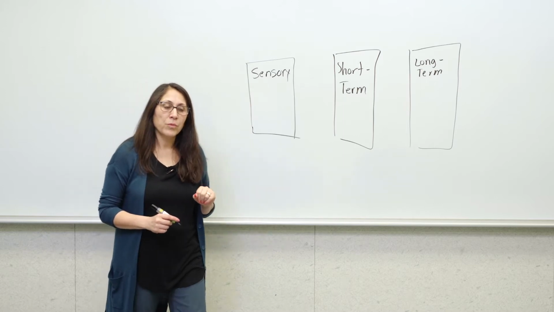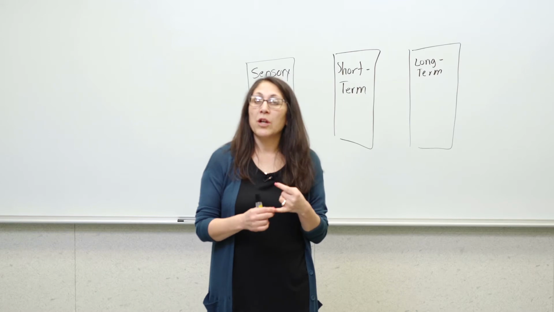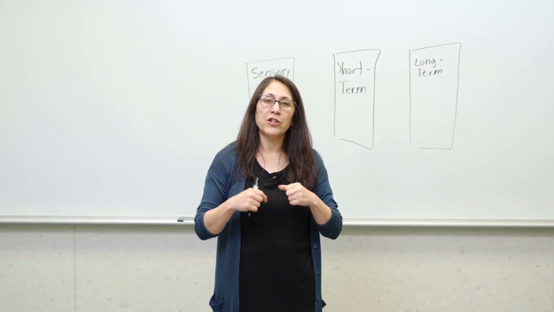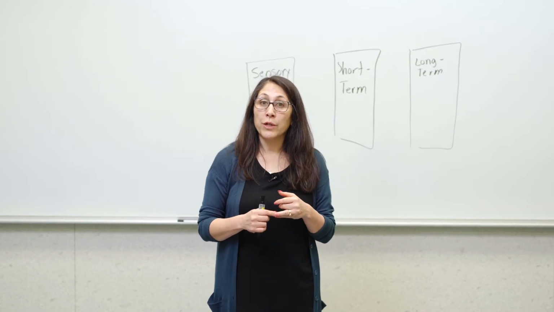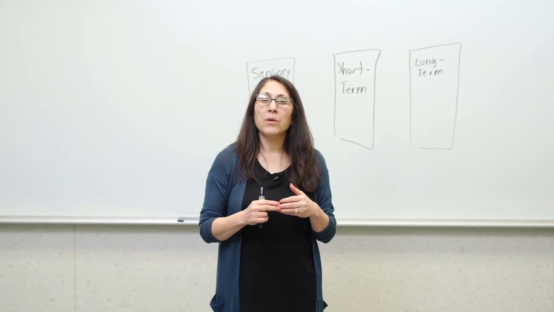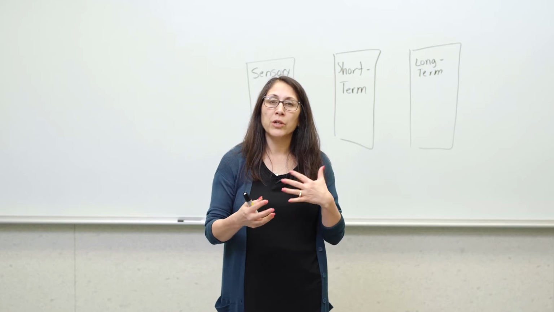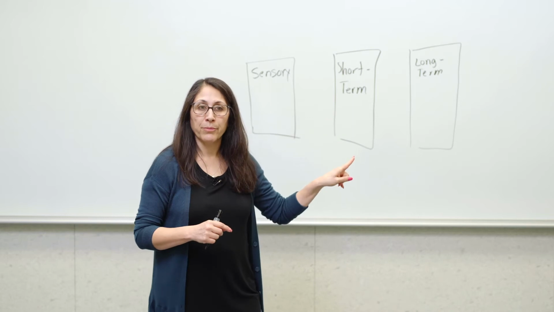In addition to the three types of memory, there are three sort of concepts that we talk about. We talk about encoding, and encoding is how we get information into our memory systems. And then we talk about storage, how we hold that information in our memory. And then we talk about recall, how we get that memory back out. So we're going to talk about those three concepts in these three types of memory.